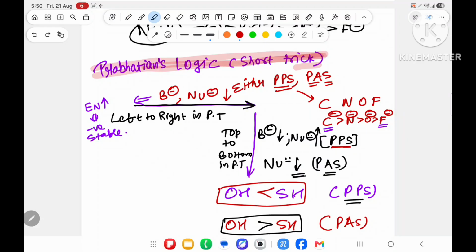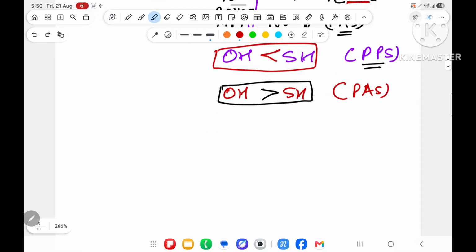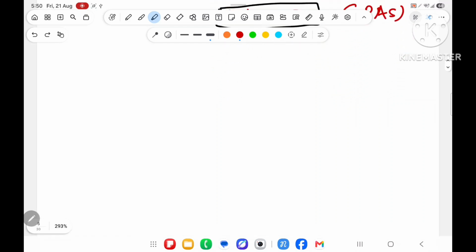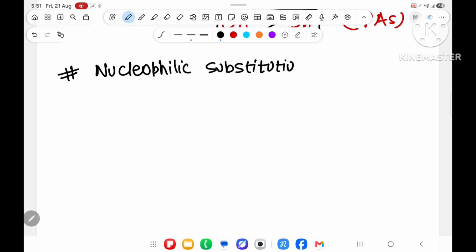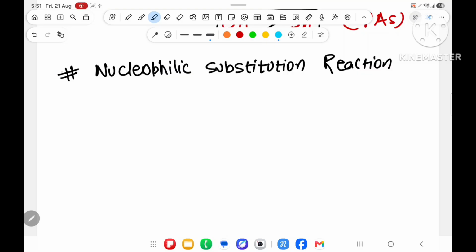Now, come to the next part of the topic. In this chapter, we have to study the next topic, and the name of the topic is called nucleophilic substitution reaction. Nucleophilic substitution reaction is the next topic we will start.